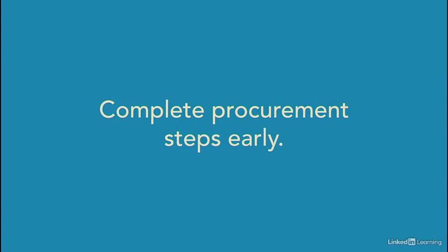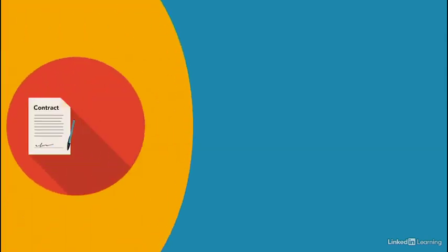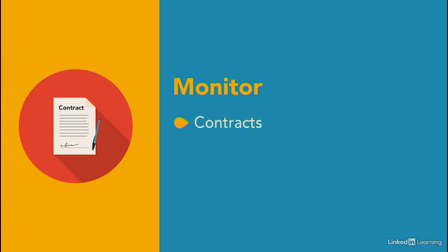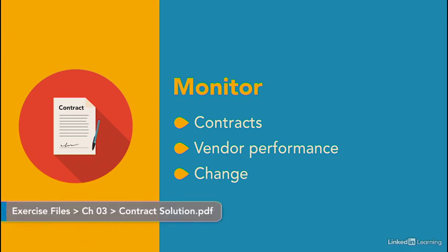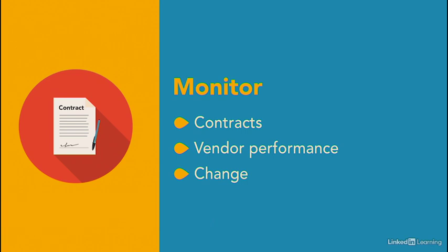Complete procurement steps early enough so the resources you need are available when work begins. For example, if your project requires materials with long lead times, you'll need to start procurement early. After you award contracts, you don't sit back and relax. While project work is underway, you manage those contracts, monitor the vendor performance, and manage any changes. For practice, think about which type of contract you would use for the scheduling system and why.